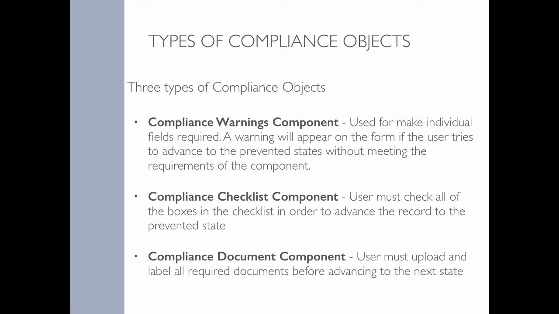Compliance warnings can be used to make individual fields required. A warning will appear on the form if the user tries to advance the record to the prevented state without meeting the requirements of the component. Compliance checklists require the user to check all of the boxes or items in the checklist in order to advance the record to the prevented state. Compliance document components require the user to upload and label all required documents before advancing to the prevented state. We will be going through all of these in more detail throughout the webinar.